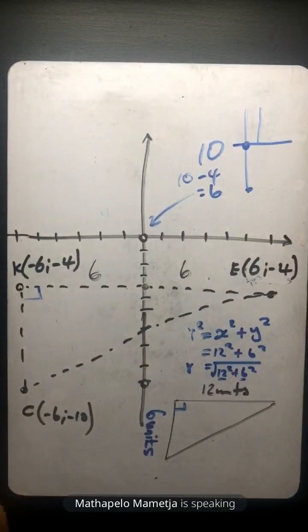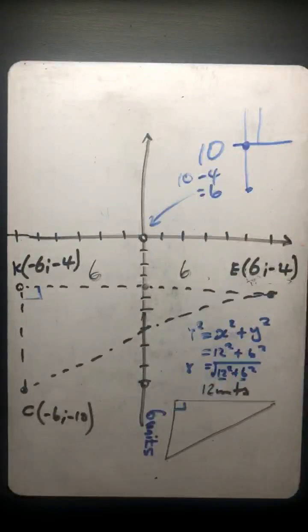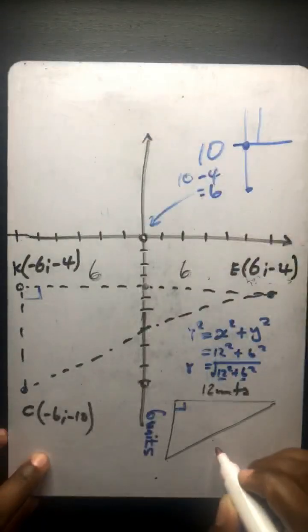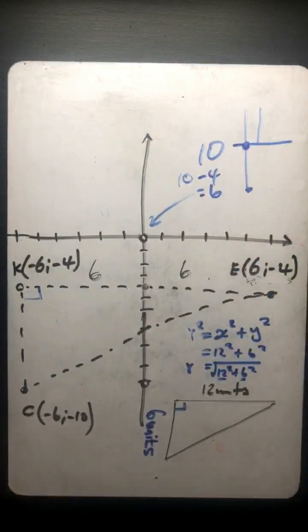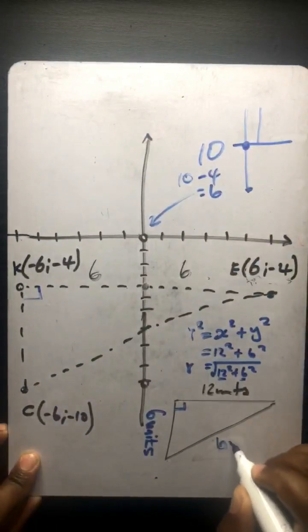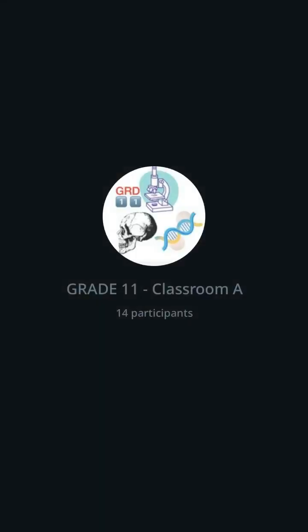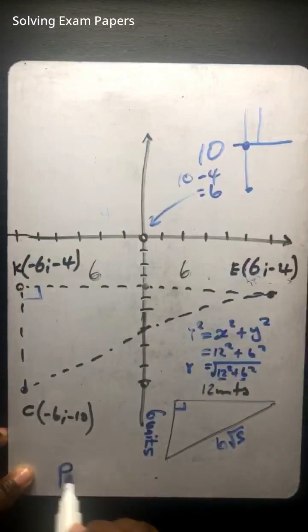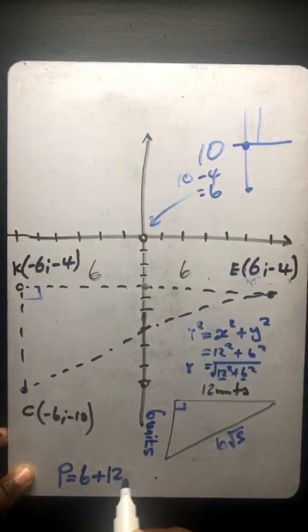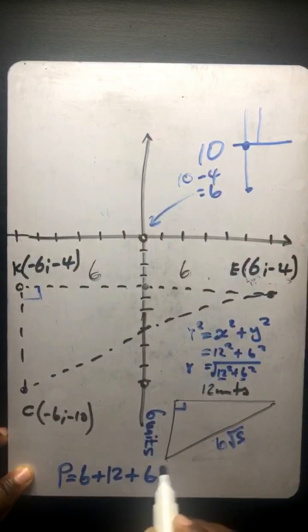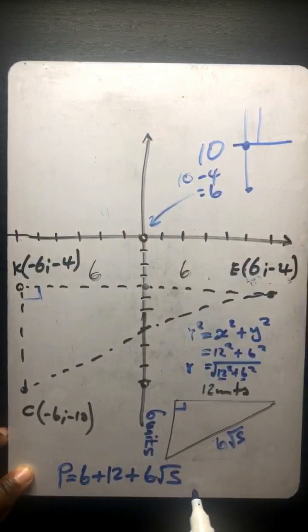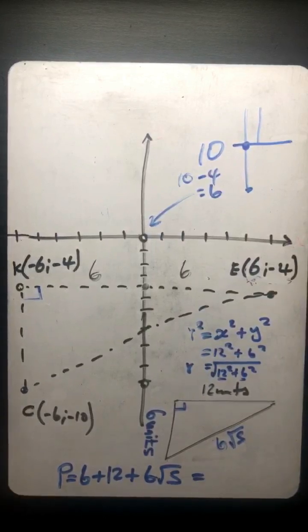6 square root of 5. Oh yes. So at this stage, Matapelo, if you get it in the form of a surd, write it as a surd. You don't round it off as yet. Then you're going to say the perimeter is actually 6 plus 12 plus 6 square root of 5. Then that's when you can add all of that. Let's see. 6 plus 12 plus 6 square root of 5. This is what I'm getting.